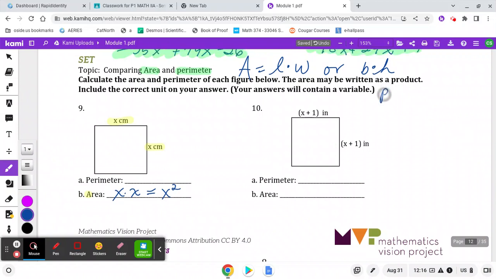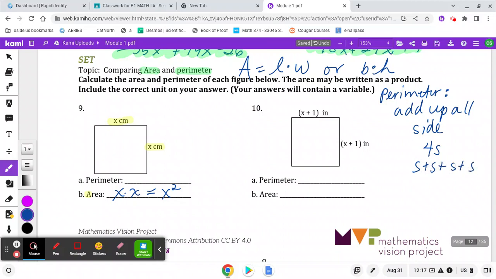Now, going back to what's a perimeter. Do you remember? You got it. We add up all the sides. So because this is a square, we could say it's 4 times that same side, or you could think of it as the side length plus the side length plus the side length plus the side length. But if it's not a square, if it's a rectangle, do you remember that we would do 2 of the lengths plus 2 of the widths?